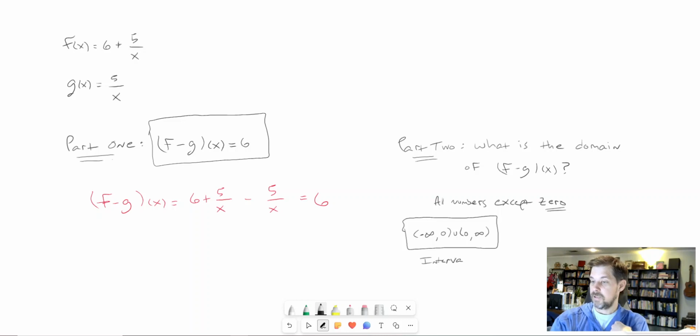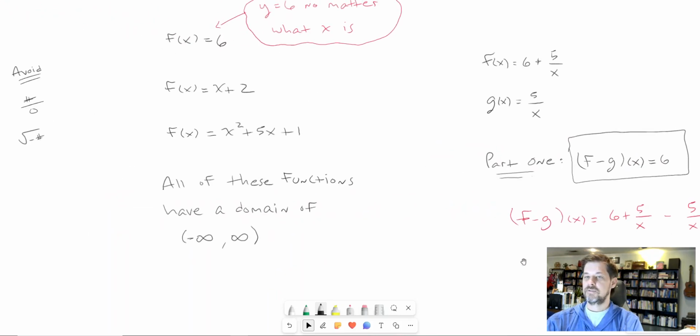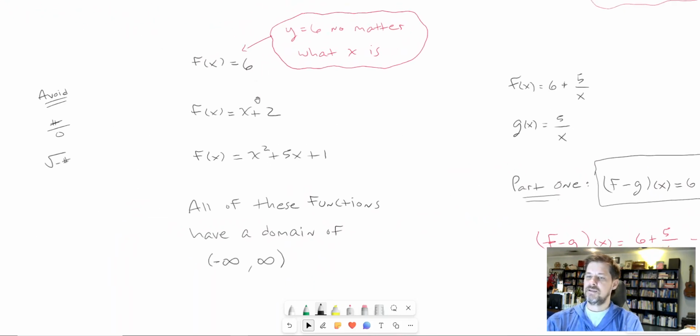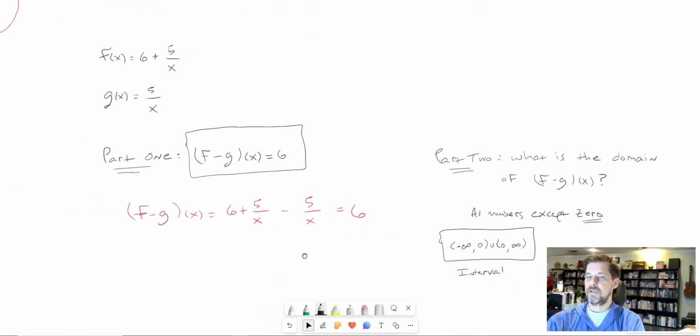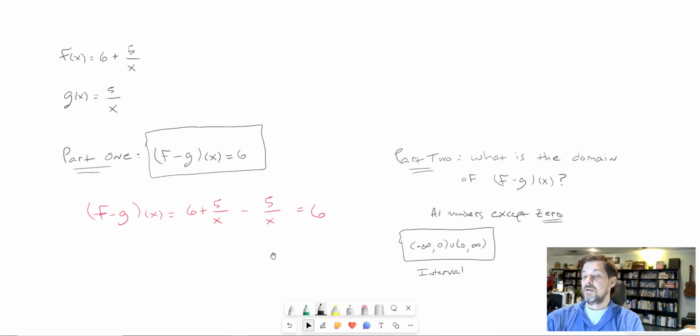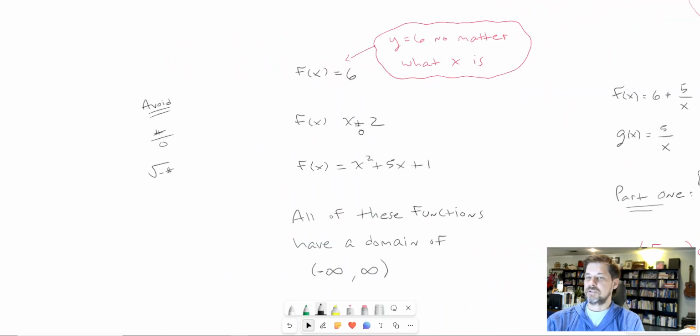Now, at this point, you might be wondering, well, I've contradicted myself. Here's this function, which is just 6. And I'm telling you it has a domain of all numbers except 0. But over here, when I started, I said that that function would have a domain of all numbers. So it seems like I'm making a contradiction or something. Well, okay, so here's the difference. In this case, I just gave you these functions. I just said, here they are. I didn't tell you where they came from or anything about them. I just said these are what the functions are, take them at face value.